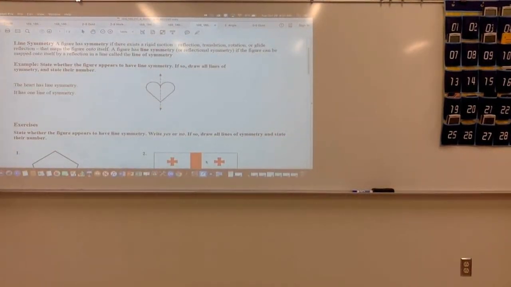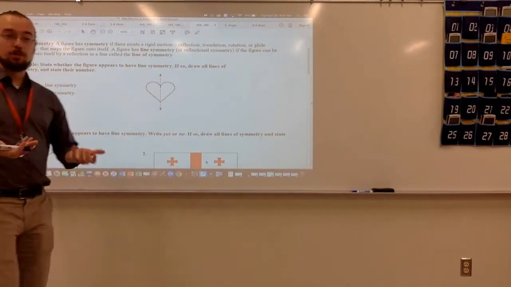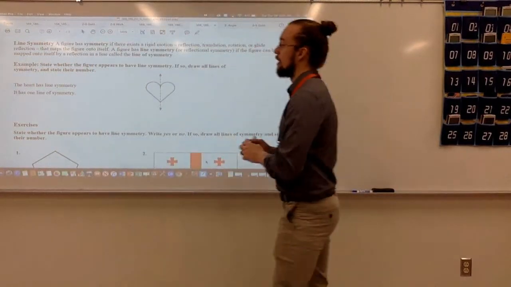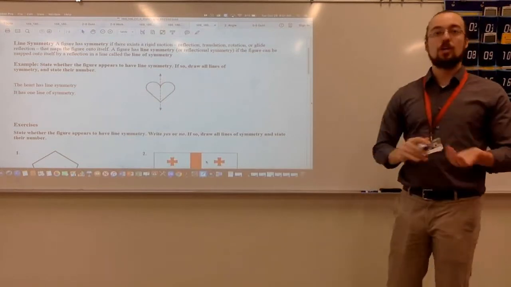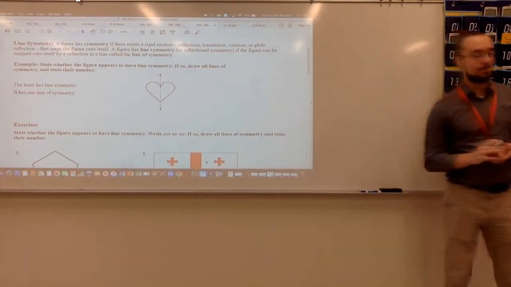All right, the final section, I think, is the easiest section in this chapter. It's all about symmetry. Right? So line symmetry and rotational symmetry. Symmetry is all about mapping a figure onto itself.